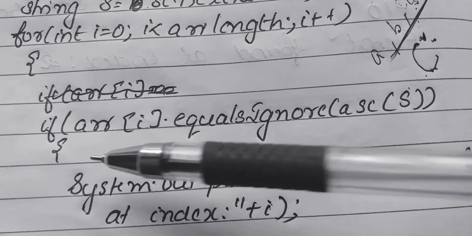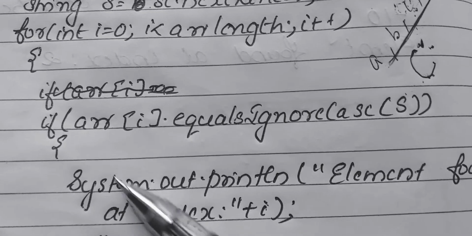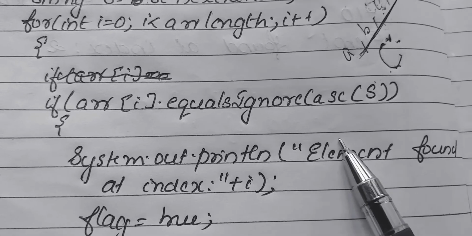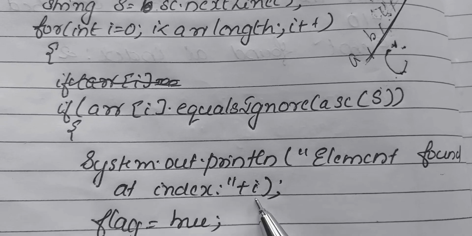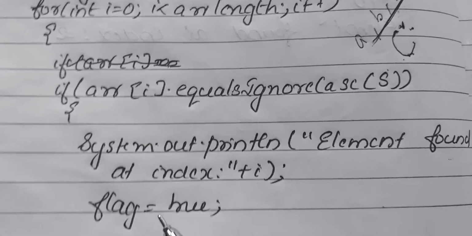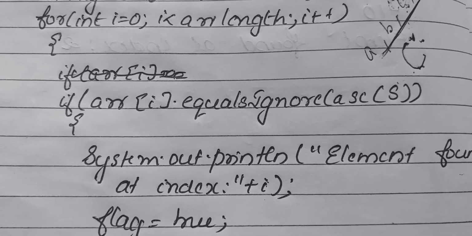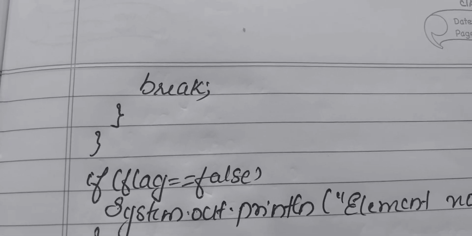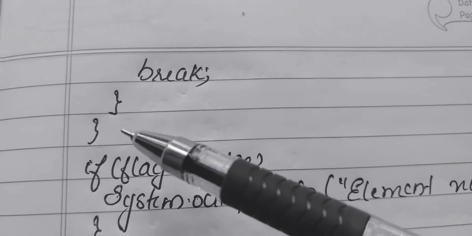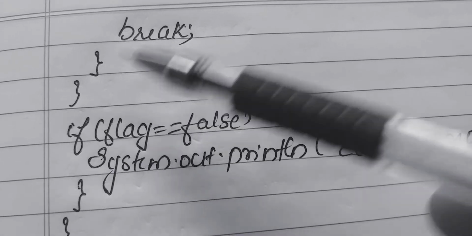So open this for loop. If the search element is found in the array, then what is the next thing? System.out.println, element found at the index. We want to print the index value only. Then set the flag variable as true. And what is the next thing we want? Break the search. So give a break statement, closing your if, closing your for loop.